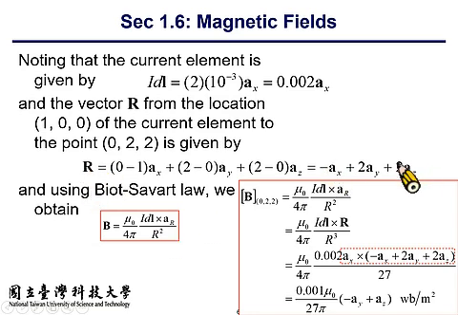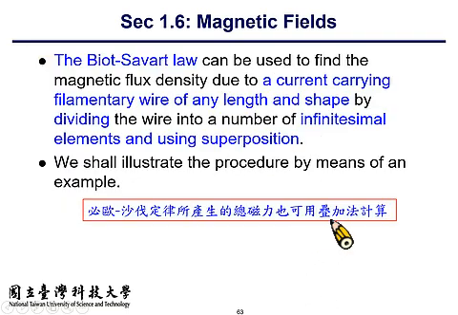And substitute all the information into the Biot-Savart law. You can calculate the magnetic flux observed at 022 as this, which is in the direction of minus AY plus AZ, and the magnitude can be represented with this number. Okay, so you should practice this example.